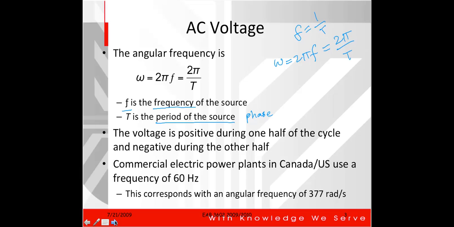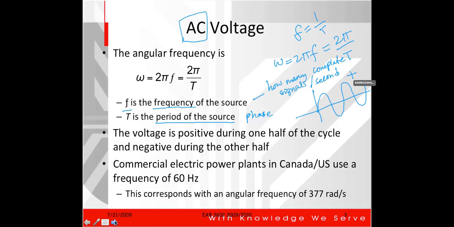Okay, it is how many complete signals per second, dalam masa 1 saat. Okay, that is frequency. How quick the signal generated. The voltage is positive during one half of the cycle and negative during the other half of the cycle. This is AC punya characteristic sebab dia alternating. So half of the cycle dia positive, half of the cycle dia negative.